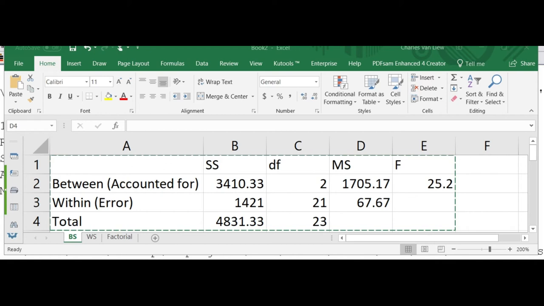Next, let's talk about how these things relate with respect to one another or down the columns. So if you take the sum of squares, for example, the sum of squares between and the sum of squares within, if we add those together, that is going to give us the sum of squares total. The same is true with the degrees of freedom. If we add them together, 2 plus 21 gives us 23. The last form that you would solve for is solving for the F.